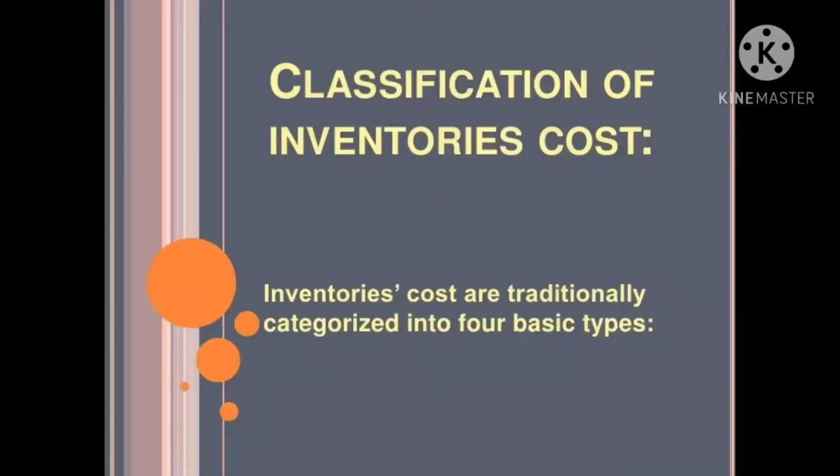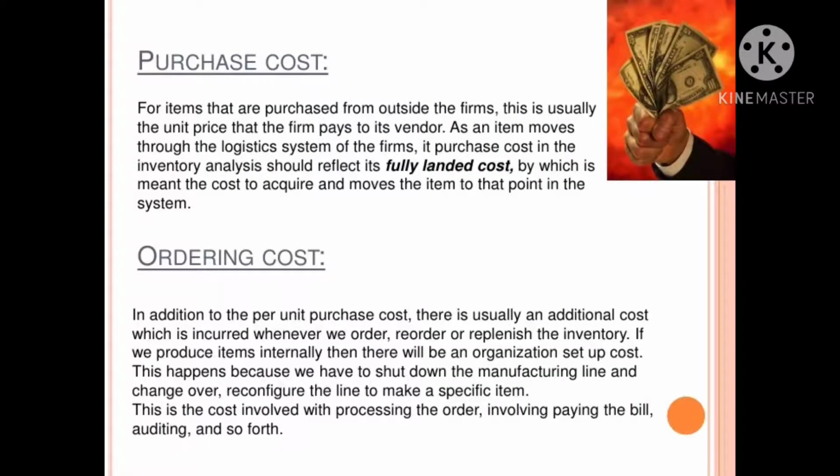Next is the classification of inventory cost. Inventory costs are traditionally categorized into four basic types. First is the purchase cost. For items that are purchased from outside the firm, this is usually the unit price that the firm pays to its vendor. As an item moves through the logistics system of the firm, its purchase cost in the inventory analysis should reflect its fully landed cost, by which is meant the cost to acquire and move the item to that point in the system.